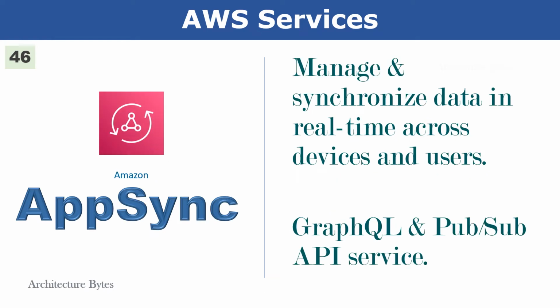AppSync is used to manage and synchronize data in real time across devices and users. It has GraphQL and PubSub API service. With GraphQL APIs, you can query data from multiple sources from a single endpoint. While with PubSub APIs, real-time updates can be sent to clients via WebSockets connections.